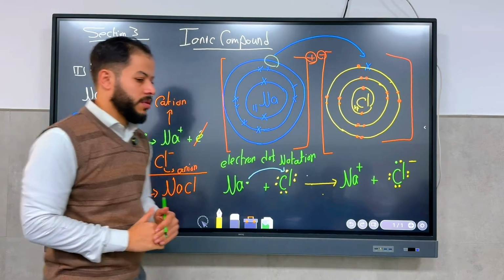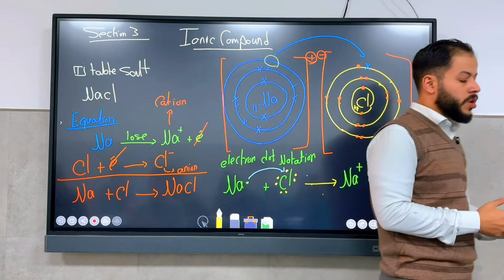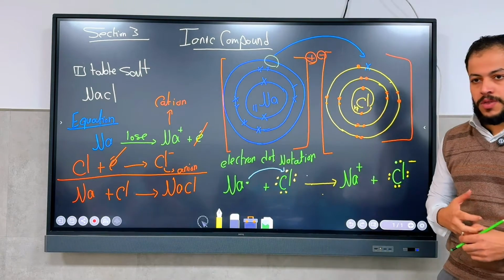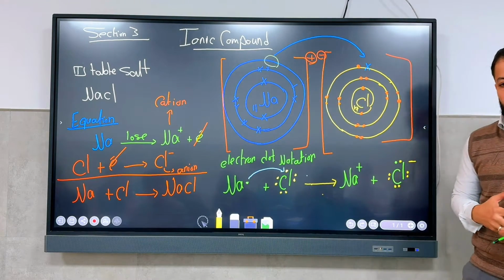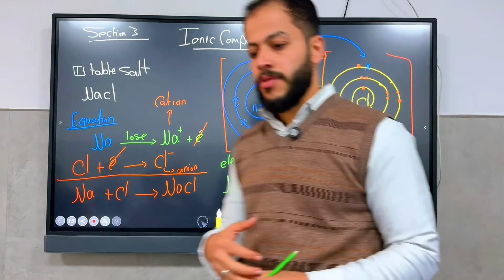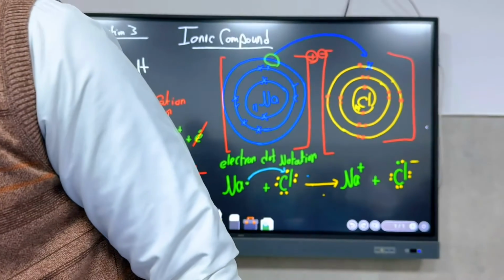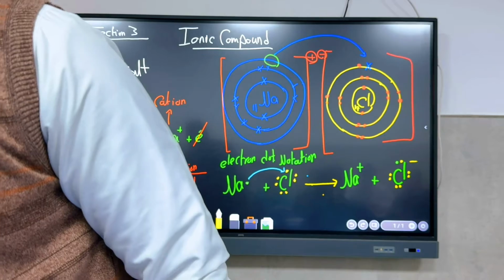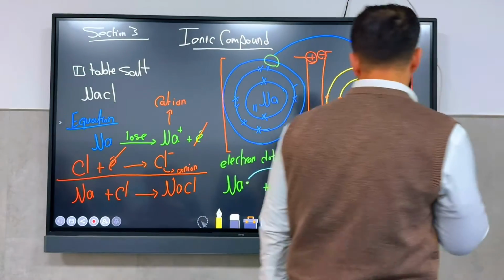Let's take another example, the example in your book, and then talk about the characteristics of ionic compounds. Calcium fluoride, right? The second example in your book is calcium fluoride. Yeah, let's see calcium fluoride.